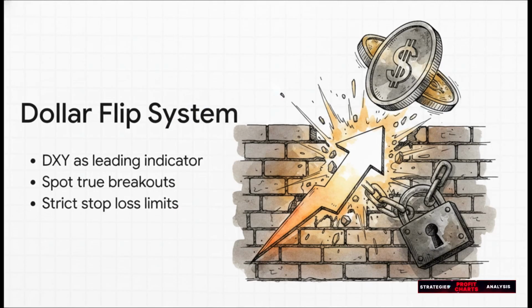So what is the anatomy of the dollar flip system? Well, by using the DXY as your leading indicator, you effectively filter out the bad entries. You still want to draw your clean support and resistance levels, but when a breakout aligns perfectly with a move in the DXY, you enter early with that institutional flow. And listen, you must establish strict stop-loss limits before you even click buy or sell. You aren't just guessing your risk here, it's mathematically defined using a fixed percentage risk and proper lot sizing.